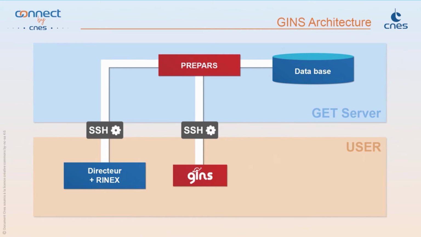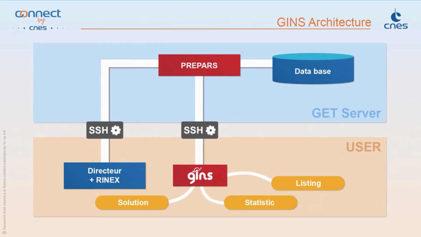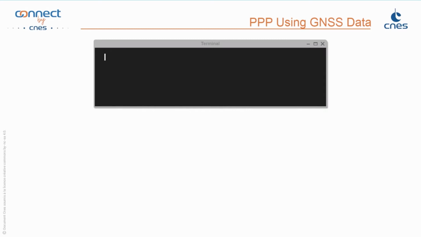At the end of the processing, several files are generated. The solution file contains the estimated coordinates of the GNSS receiver, the listing file makes it possible to analyze how the processing went, and the statistical file contains useful data to analyze more in detail the processing in question. Processing GNSS data with GNSS requires several steps.